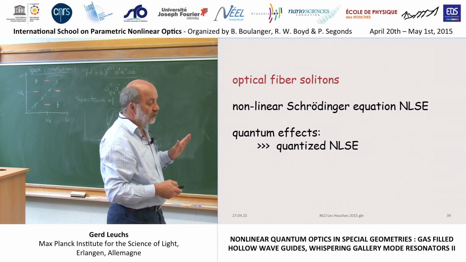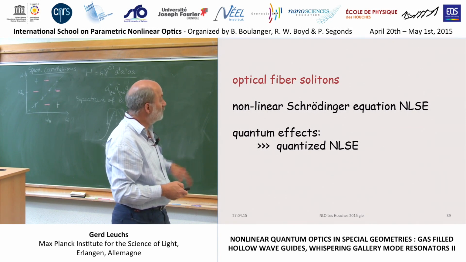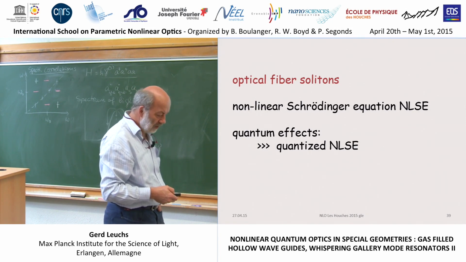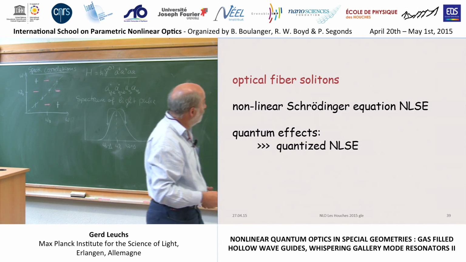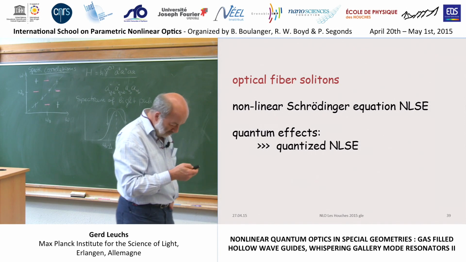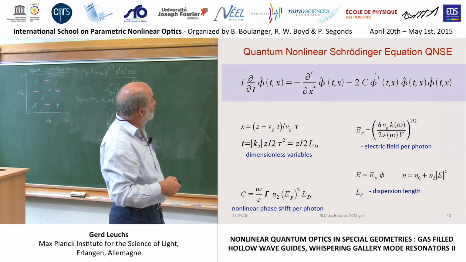So the way this was termed, initially this was an equation in classical optics, so it had nothing to do with quantum, the nonlinear Schrödinger equation. But then, of course, when you quantize fields, it becomes also a quantum equation. Then you call it the quantum nonlinear Schrödinger equation in optics. Okay. Anyway, so here it is. So this is the quantum version.